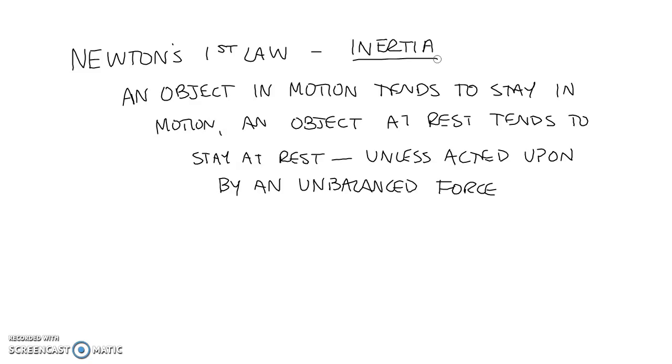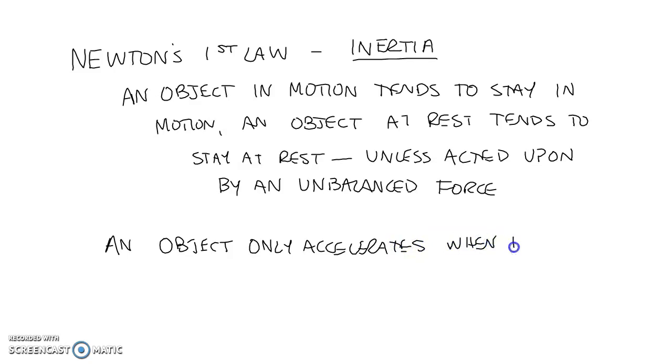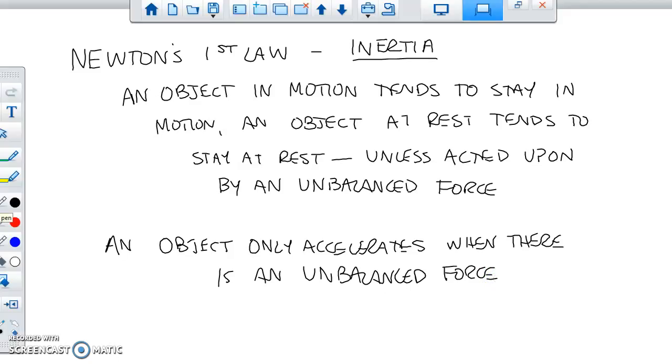If I could condense this and make this easier to understand, basically, I would just say an object only accelerates when there's an unbalanced force. So what that means is, if you have an object that is not accelerating, there is no unbalanced force. So let me give you a few examples of all of these things.